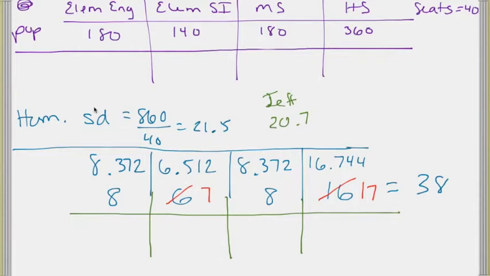So let's maybe go all the way down to 20. We go all the way down to 20. 180 divided by 20 is 9. Oh, that's probably going to be too much now. 140 divided by 20 is 7. Yeah, it's going to be too much. Too much of a change.